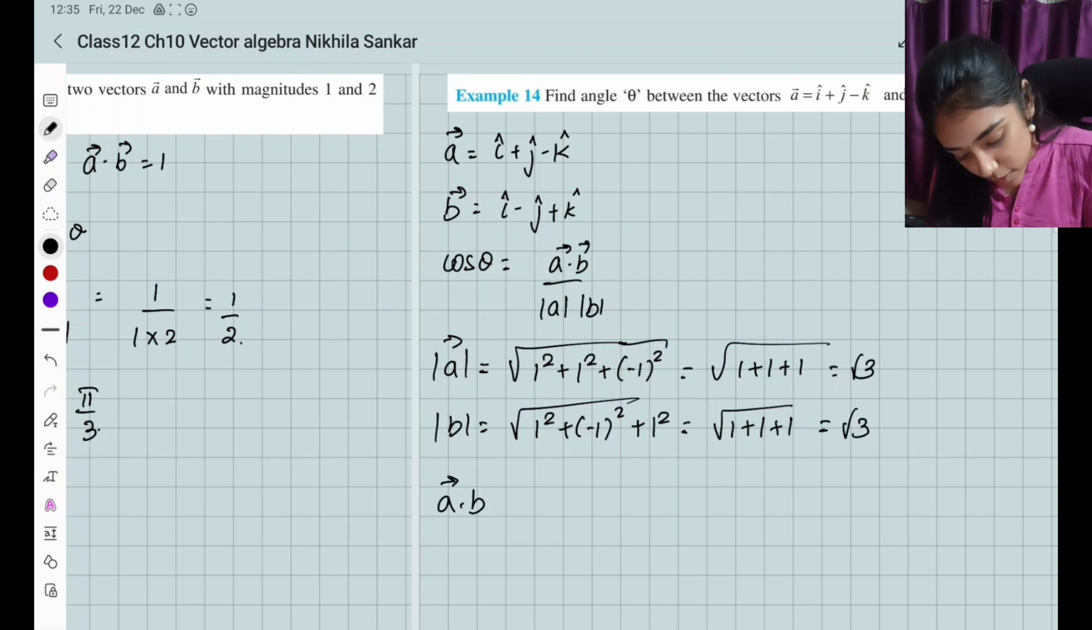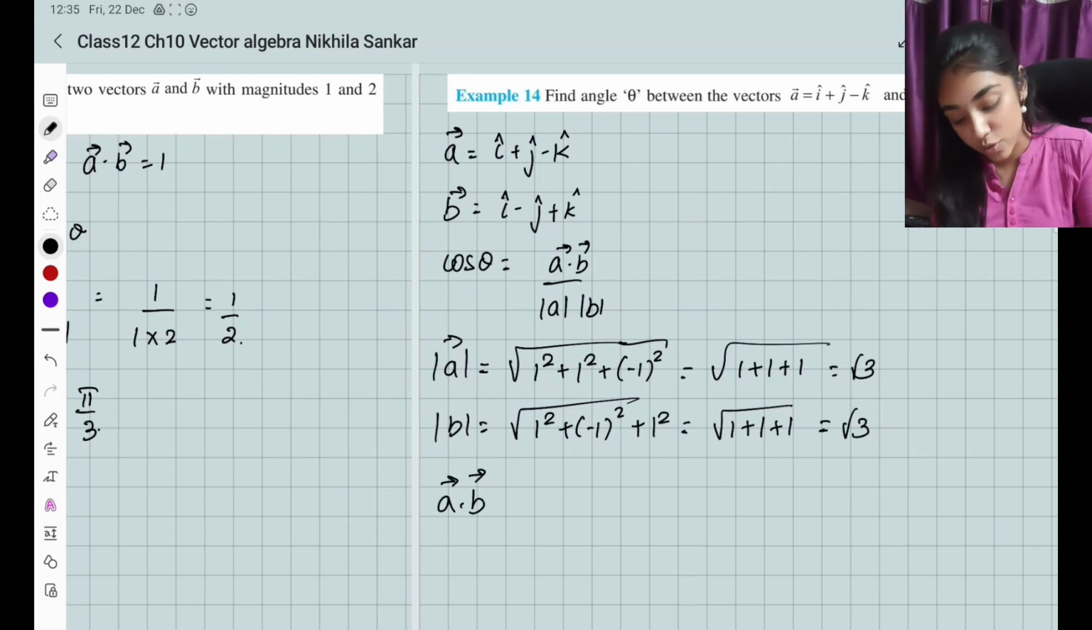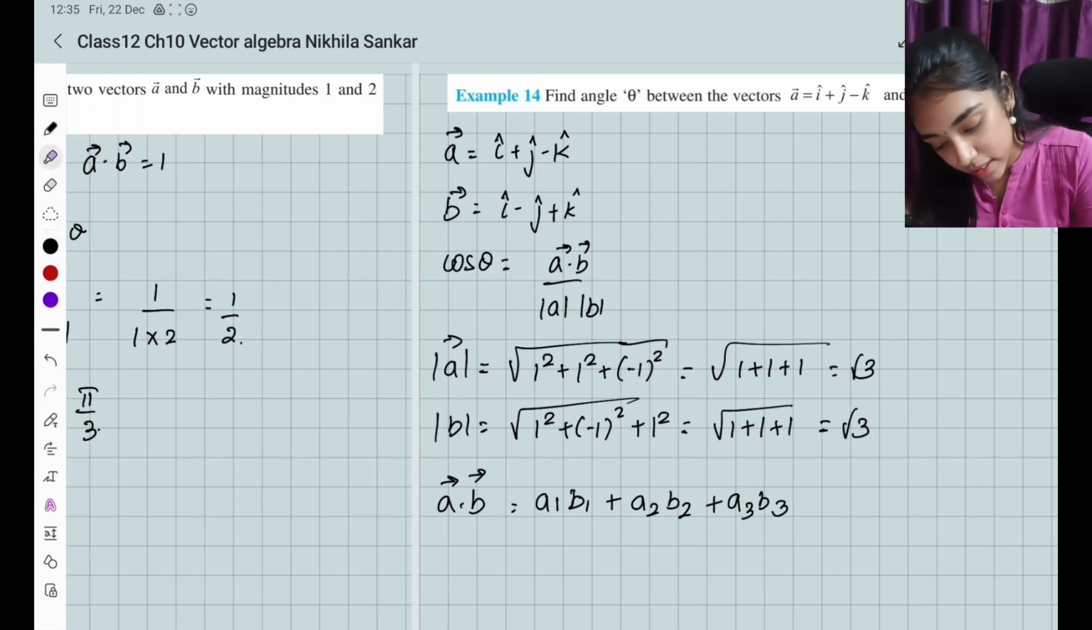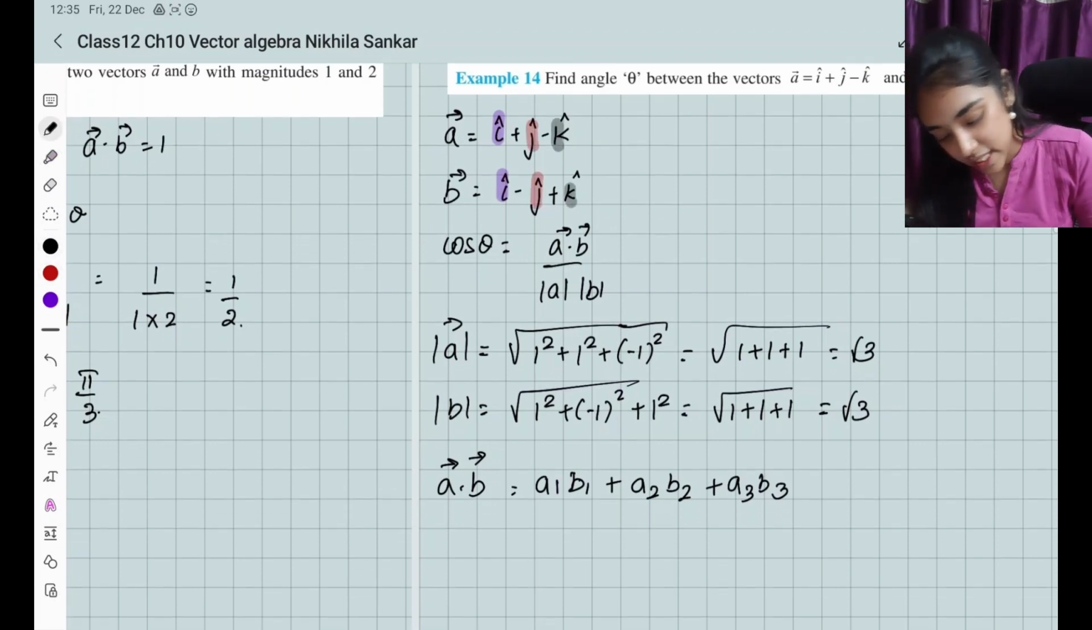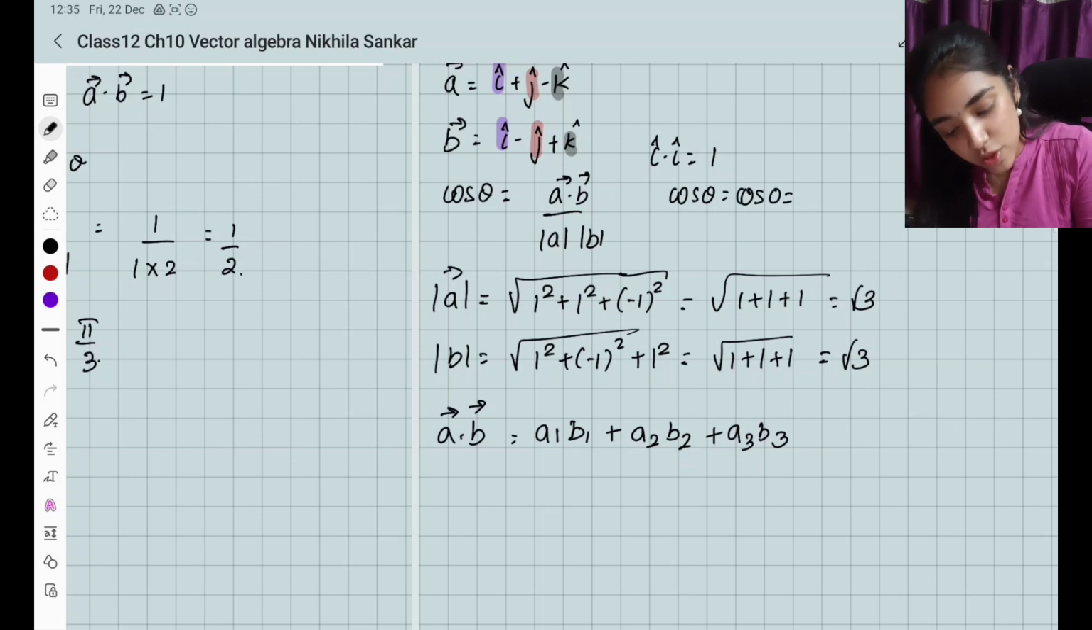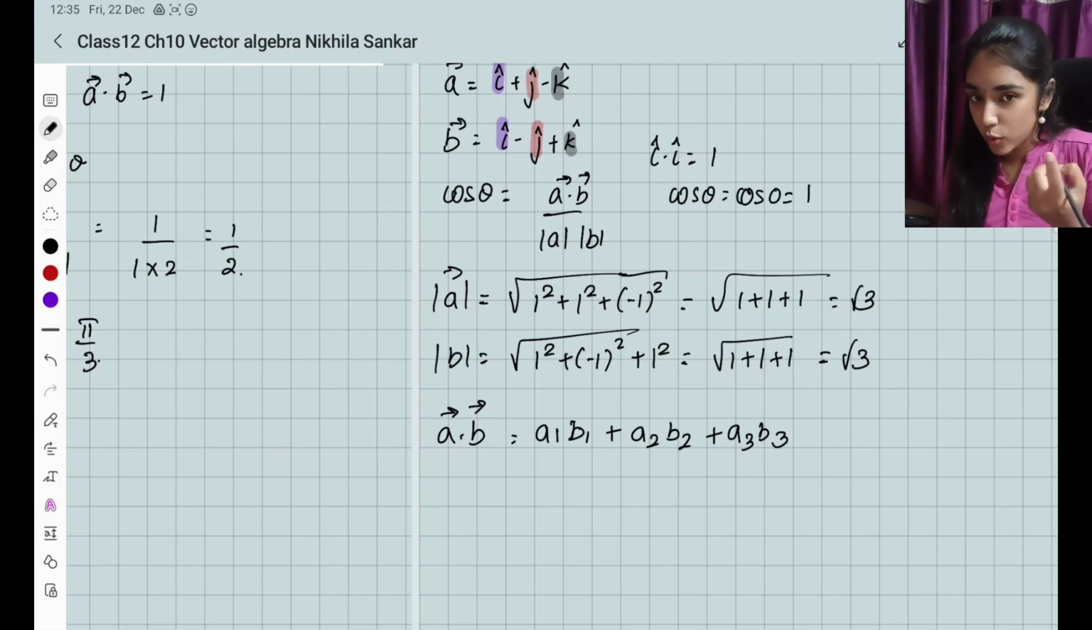Now I need to find A dot B. What is A dot B? It is going to be A1 B1 plus A2 B2 plus A3 B3. So basically I multiply the corresponding components: this into this, this into this, and this into this. That is why we do A1 B1, A2 B2. Why? I cap dot I cap is going to be 1, because I know that cos theta is going to be cos 0, which is 1. So I cap into I cap becomes 1. Okay, so we have A1 B1, A2 B2, A3 B3.